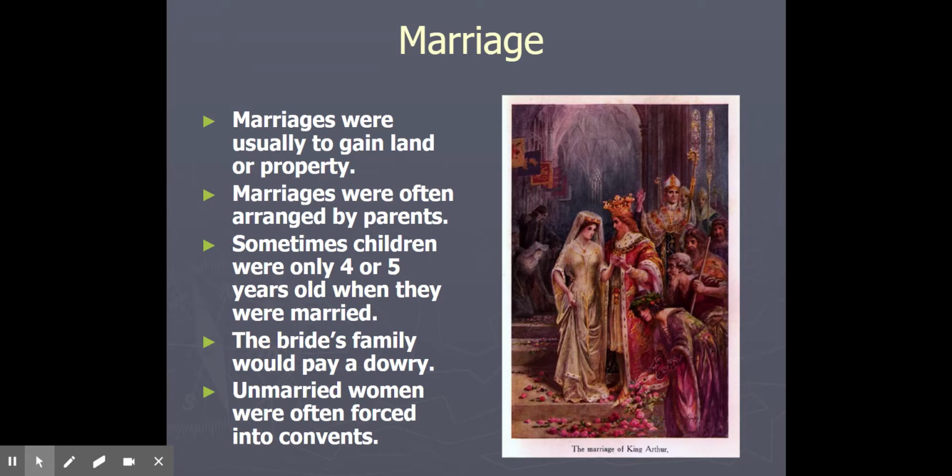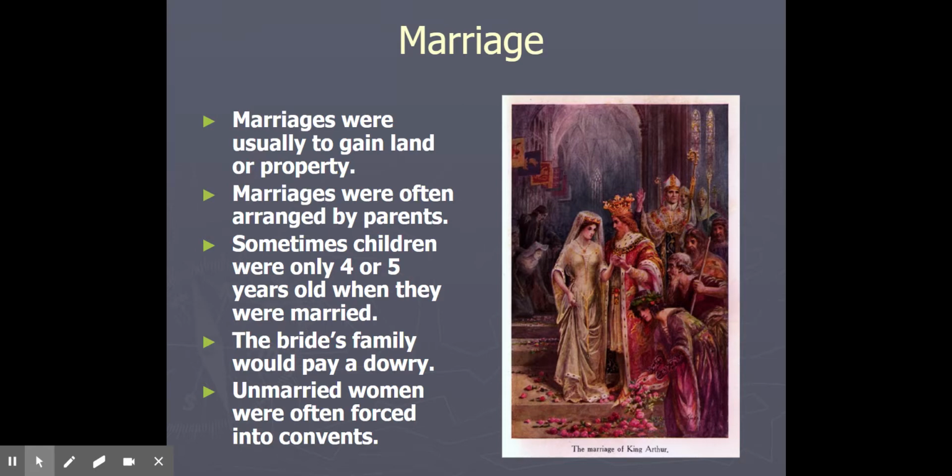Sometimes the kids were only 4 or 5 years old when the marriage happened. And of course, when you're that young, you don't really know what's going on, and you obviously don't have a chance to say yes or no. And so this was the rules that you had to live by.